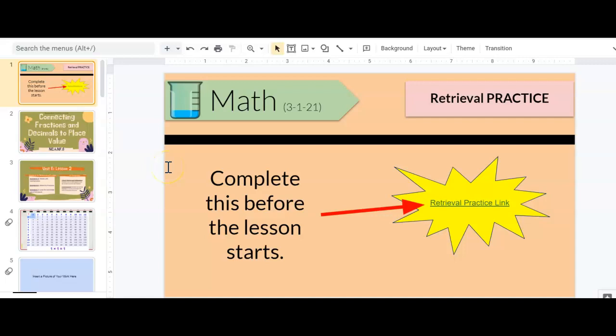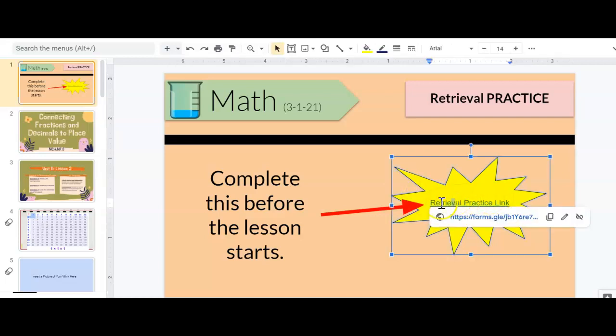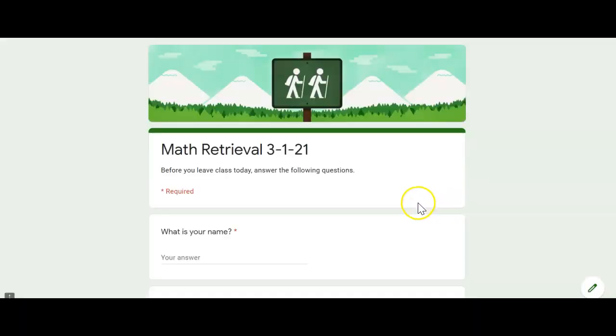Hello students, today is Monday, March the 1st, and our first task today is going to be to complete a retrieval practice link, and it is on this slide. You're going to click right here where it says retrieval practice link, and then you're going to click on the link to open the form.